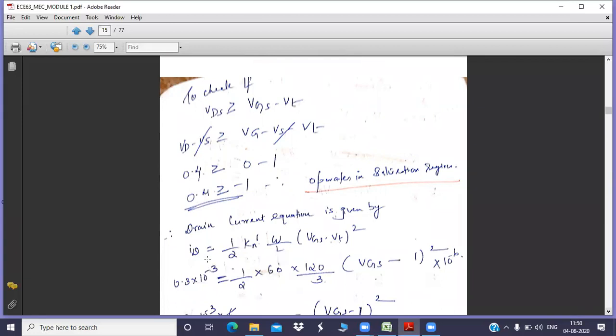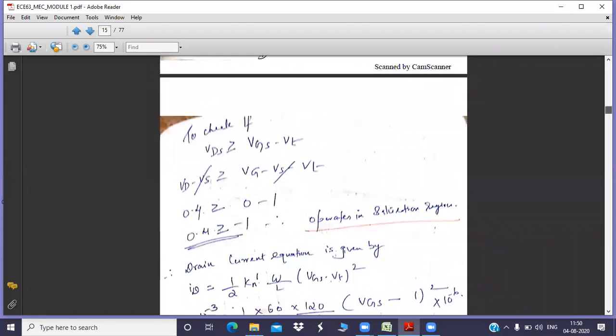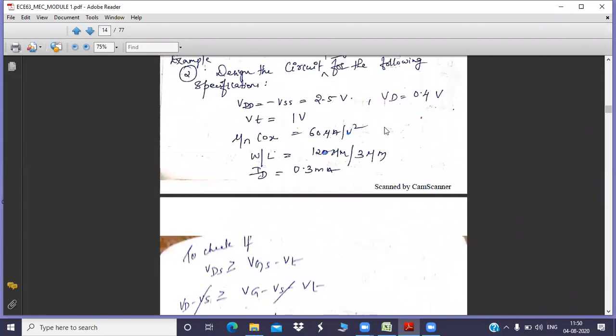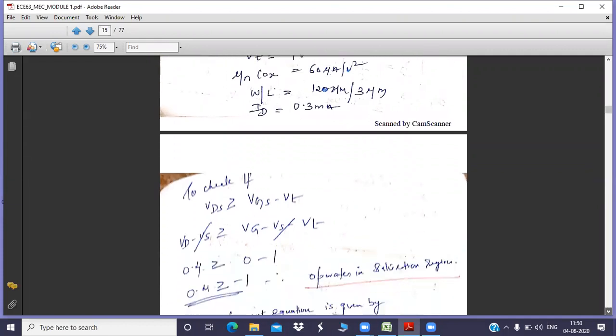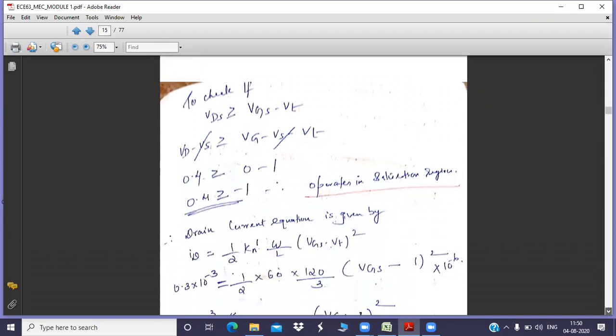So take the equation corresponding to saturation, substitute all the parameters and solve for VGS. Again, why have you multiplied here by 10 to the power minus 6? Because Kn dash is 60 microampere per volt square. If you see the question, it is given as 60 micro. So you have to convert that micro into ampere, isn't it? So you are going to multiply that particular parameter with 10 to the power minus 6.